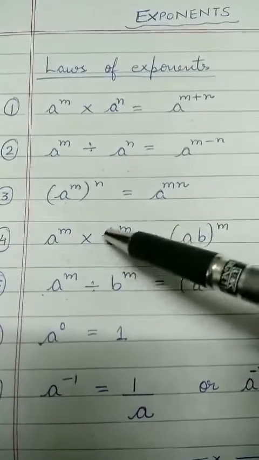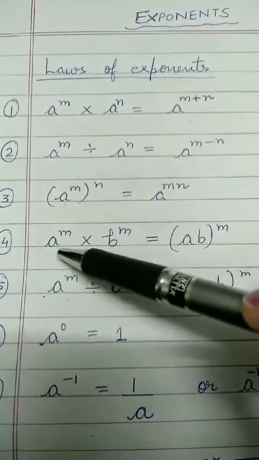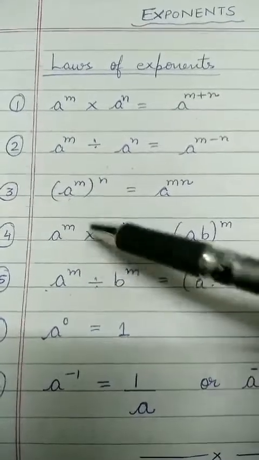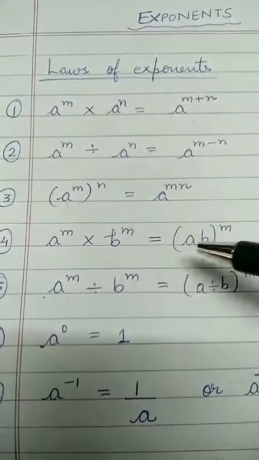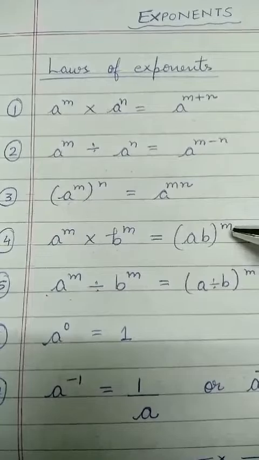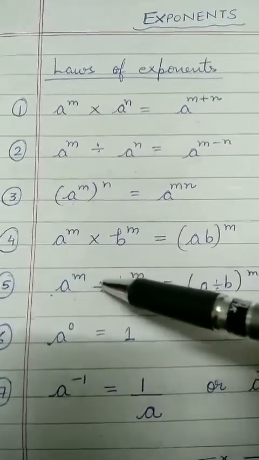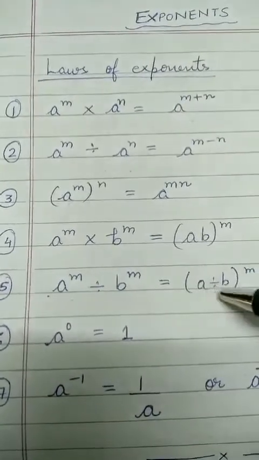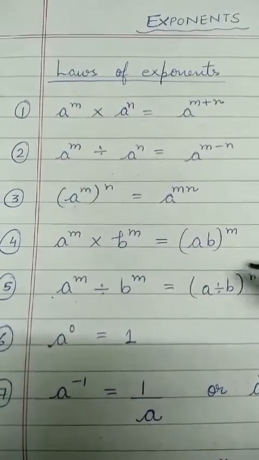In the fourth law, we have a raised to power m into b raised to power m. In this case, the bases are different. One is a, another one is b, but both have the same exponent m. So we can write it as a into b raised to power m. Same applies for the division, a raised to power m divided by b raised to power m. Exponents are same, so we can write it as a divided by b raised to power m.